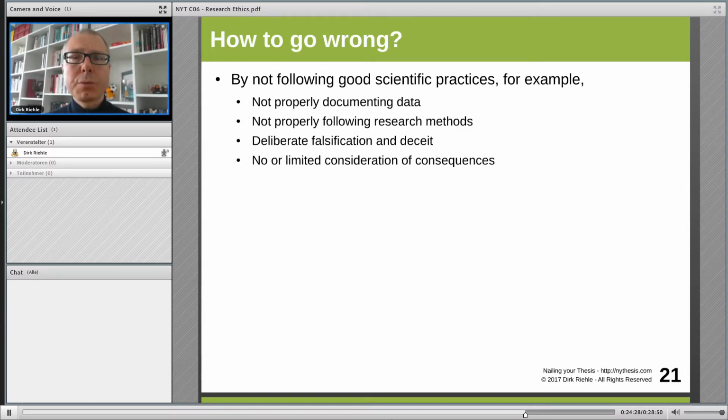So how could you possibly go wrong? Well, you don't follow good scientific practices. You can do all kinds of things wrong, but even if you are well-intentioned, you could go wrong by not treating your data properly, or by not following research methods properly as the state of the art would tell you how to do it. Of course, there is also deliberate falsification and deceit, or simply not even thinking about the consequences. There's just a gazillion ways you could go wrong, so I've only provided a couple of examples here.